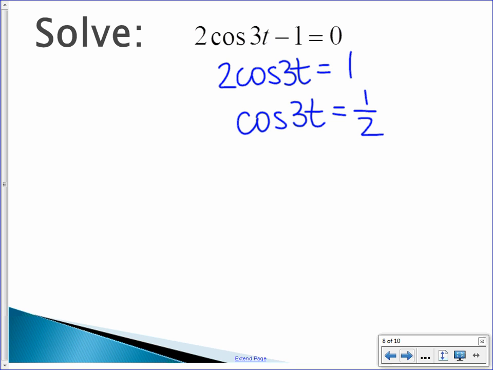Now, we cannot divide by that 3 because the 3 is inside our function. So instead what we're going to do is identify where the cosine is 1/2, but that is where our angle, those are the angles that will satisfy, and our angle in this case is 3t. Okay? So first job, where is the cosine 1/2? Give me one place, Siobhan. Pi over 3. So our angle 3t is going to be pi over 3 plus 2 pi n.